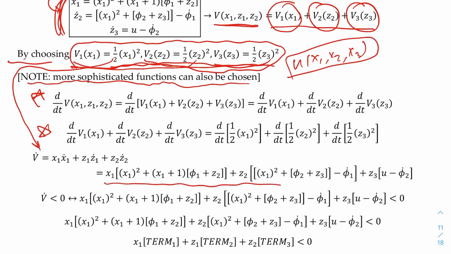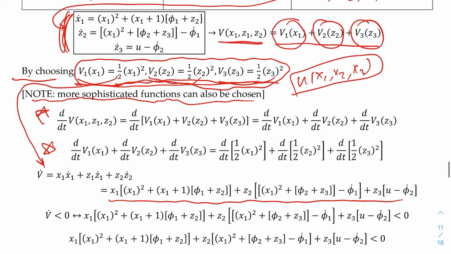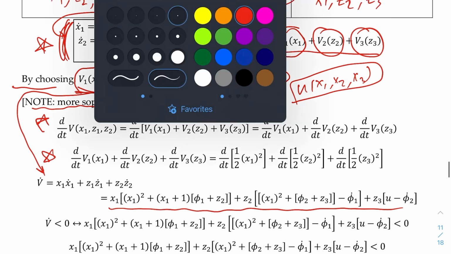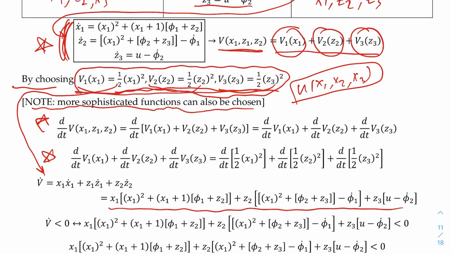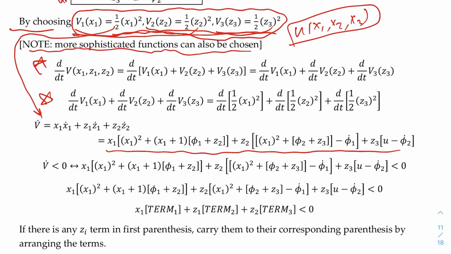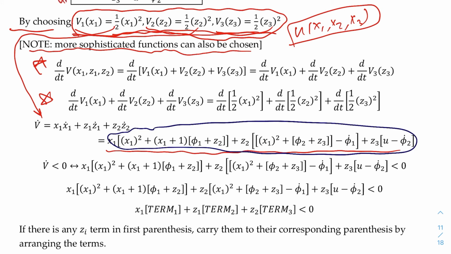Look at the pattern, and just substitute by using your dynamics here. Maybe it would be better, for example, this term and this term. Again, this term and this term, right? They are same, right? We just substitute that, and here this term. So we want this term to be negative, right?